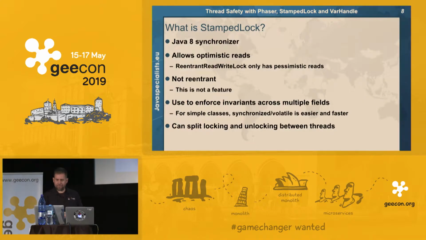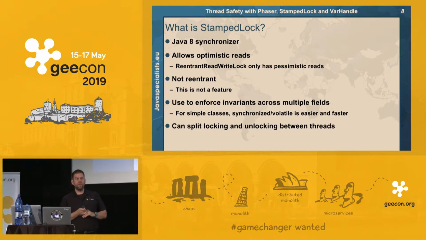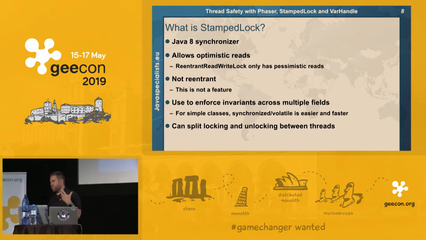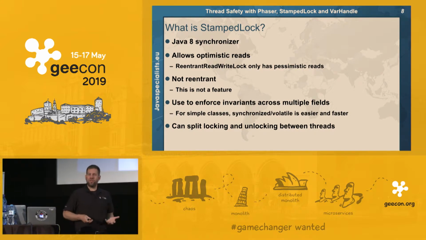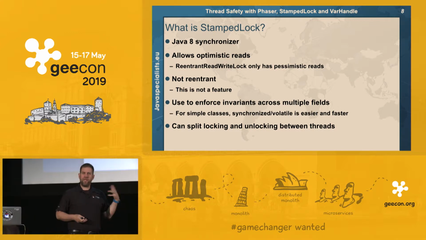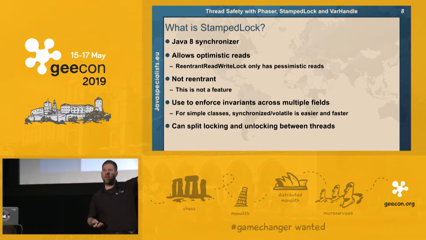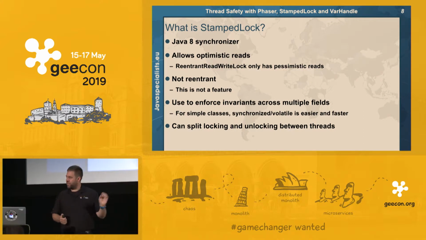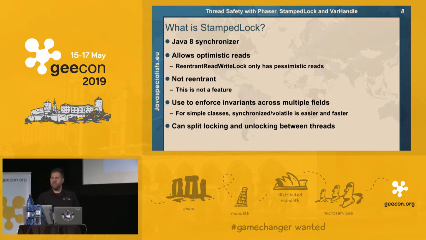All right, let's get back to the StampedLock. So the StampedLock is a Java 8 synchronizer. It allows you to have optimistic reads as opposed to only pessimistic reads. If you take, for example, ReentrantReadWriteLock, it's also got read and write locks, but the read locks are all pessimistic. What pessimistic means is that I can't read while somebody else is writing. That's what pessimistic and optimistic means. It's not reentrant. This is not necessarily a feature.